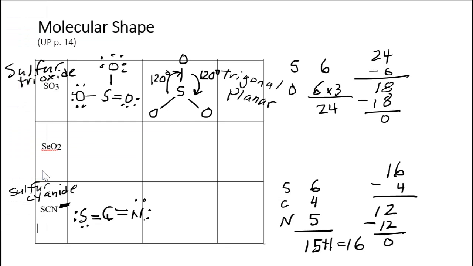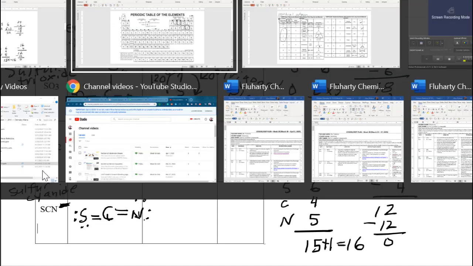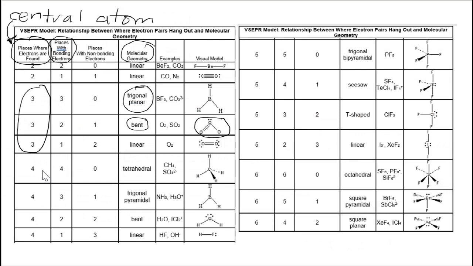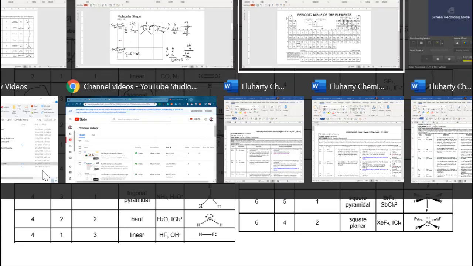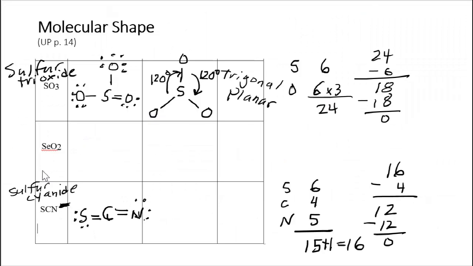Okay, so notice that the central atom here, the carbon, it has 2 places where you find electrons, 2 double bonds. So let's go back to our table. According to this, we got 2 places, no lone pairs, it is linear. This is a linear shape. So S, C, N.